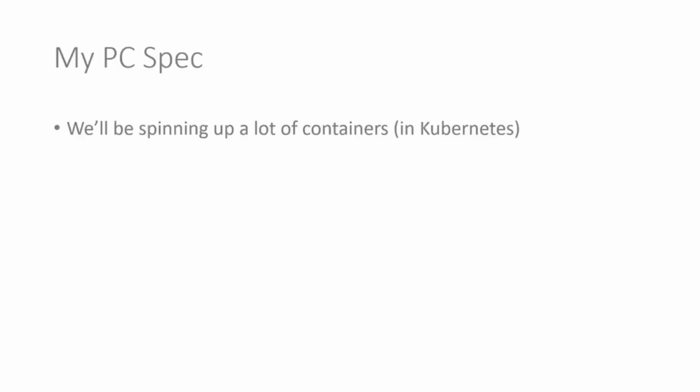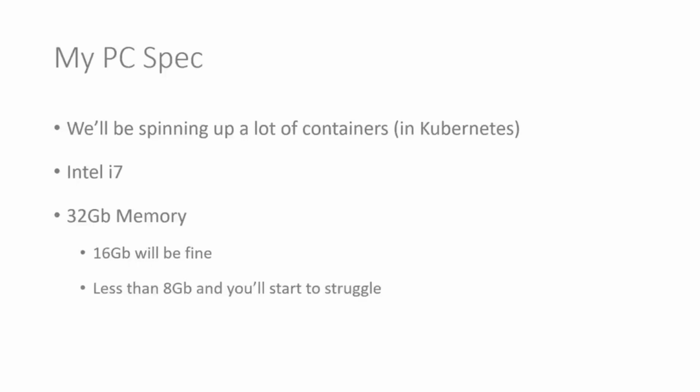So yeah, we'll be spinning up a lot of containers in Kubernetes, which obviously has an impact on your local hardware, most especially memory, really. So I've got an Intel i7, I've got 32 gig of memory, which is probably way more than you need. In fact, it is definitely way more than you need. It's just what I happen to be running. 16 gig will be absolutely fine. So 16 gig, you should be totally fine.